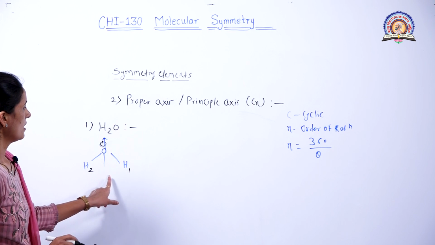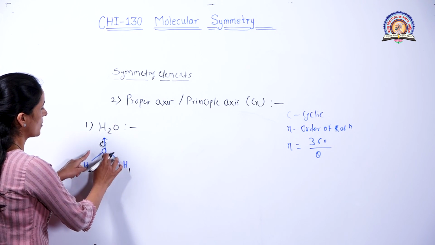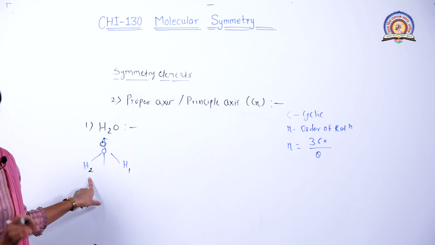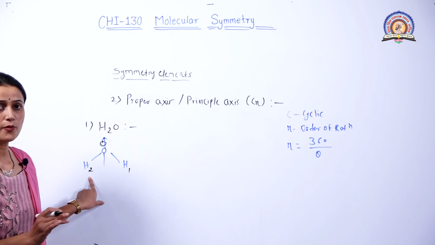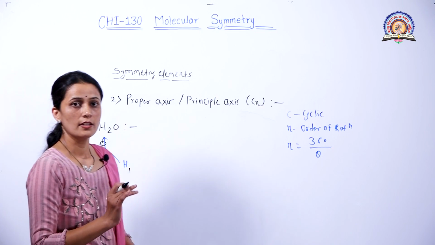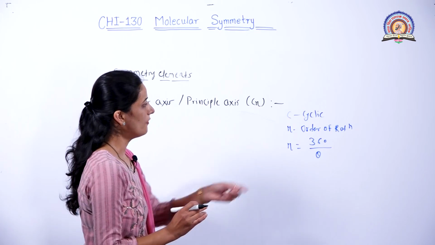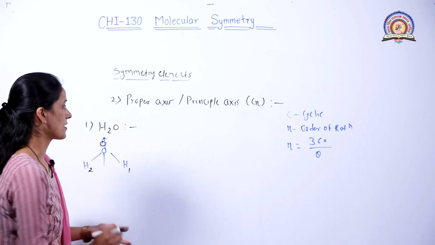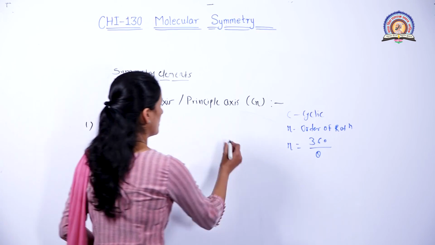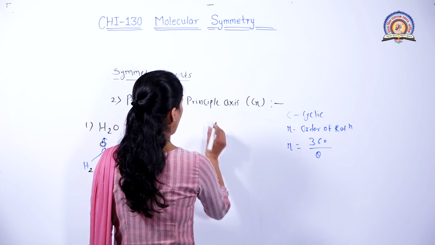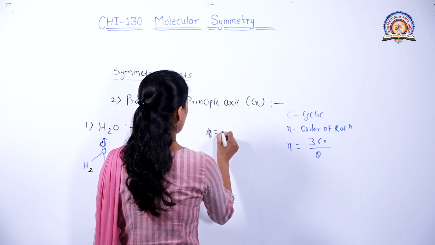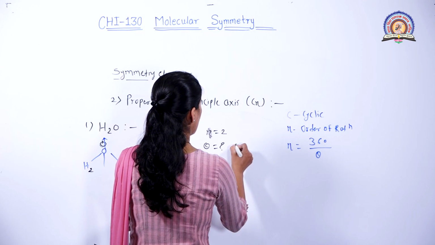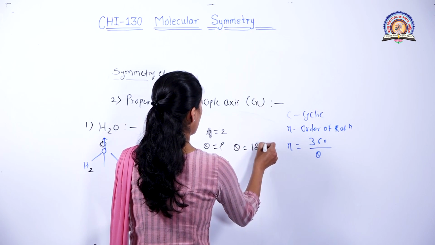Now, as the oxygen contains two hydrogens, H1 and H2, the order of rotation is 2. How is it 2? Because two hydrogen atoms are joined with oxygen. So as I am saying that n is equal to 2, what is theta? Theta is equal to 180 degrees.